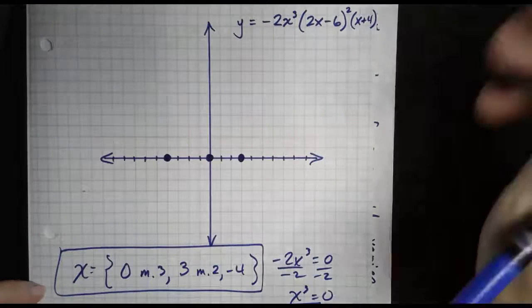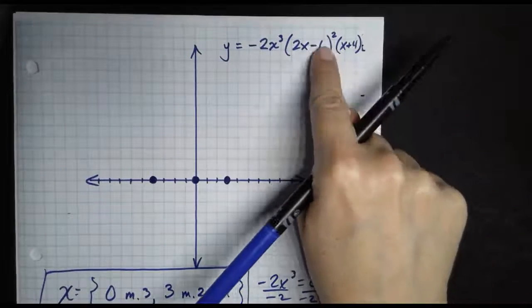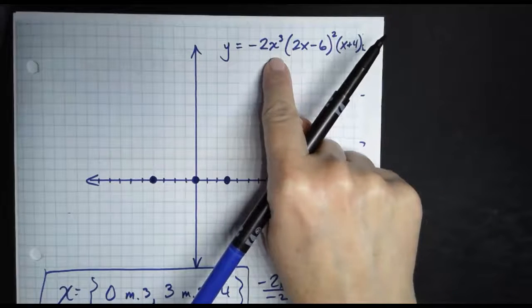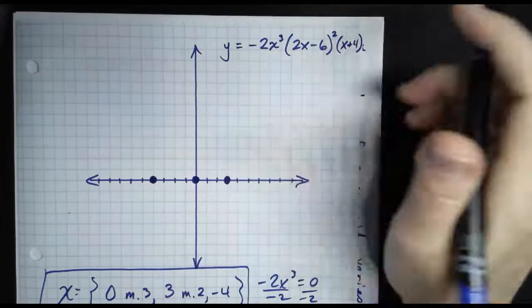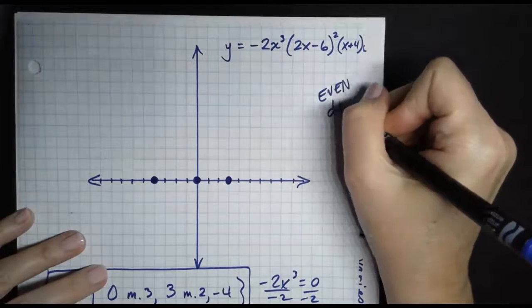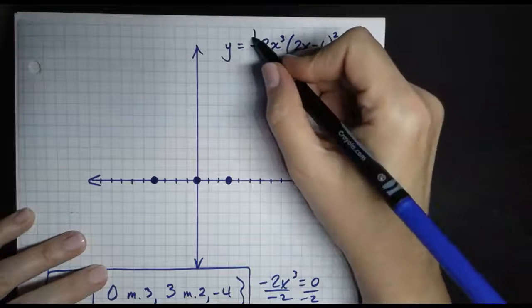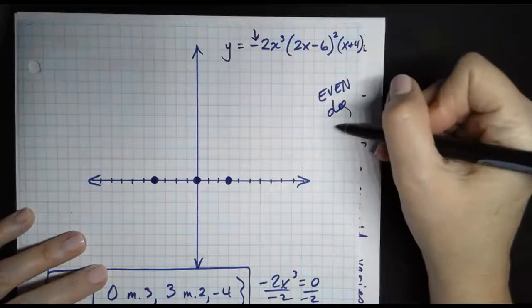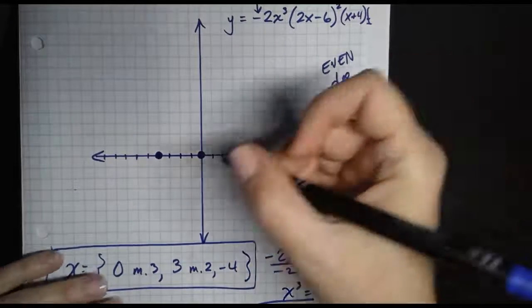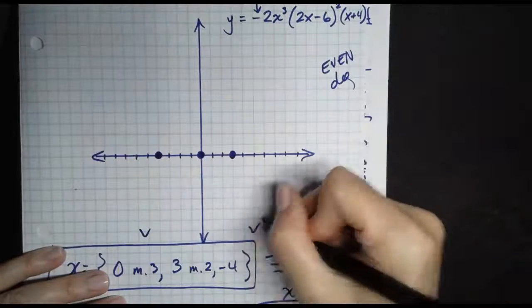Now, what's the degree of our function? It is 1, 2, 3, 4, 5, 6. And our leading coefficient is negative. So if it has an even degree and a negative leading coefficient, then the end behavior is going to be down and down. So down and down. So here we go, down and down.